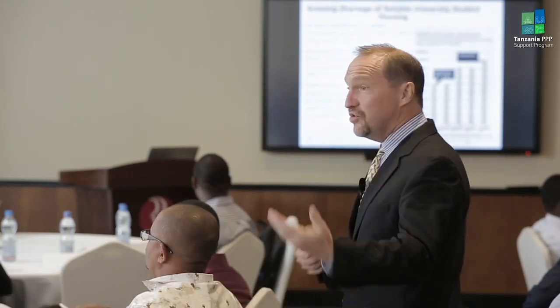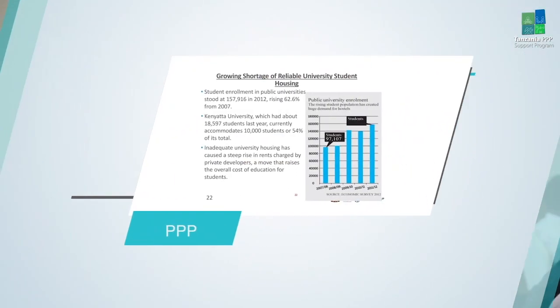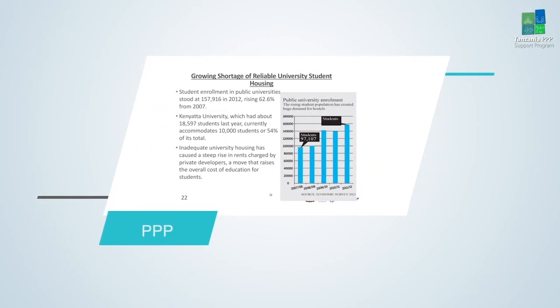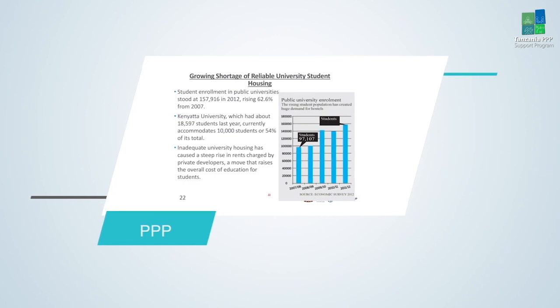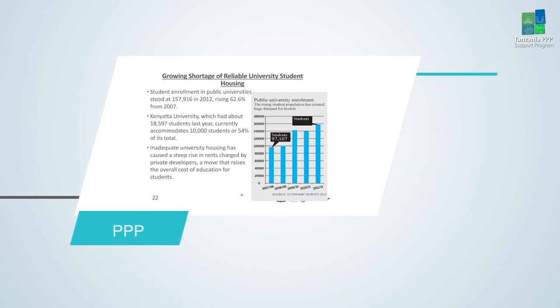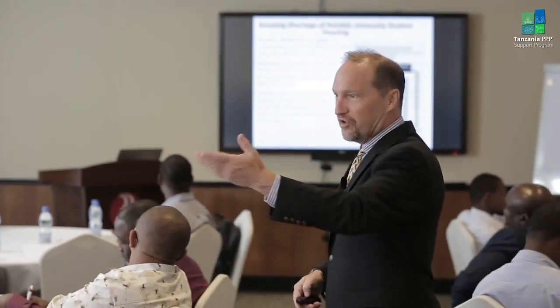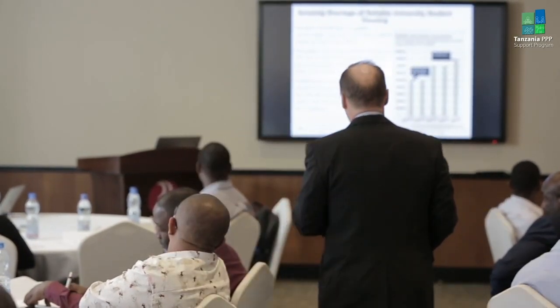Each year, a huge shortage. In Kenyatta University, they were saying that the university itself provides housing for only 54%. Where are the rest of them going? They're going into the local market. They're probably staying, as we say, overcrowded, probably not safe. There are a number of concerns. Families and parents have real concerns, especially about those issues.